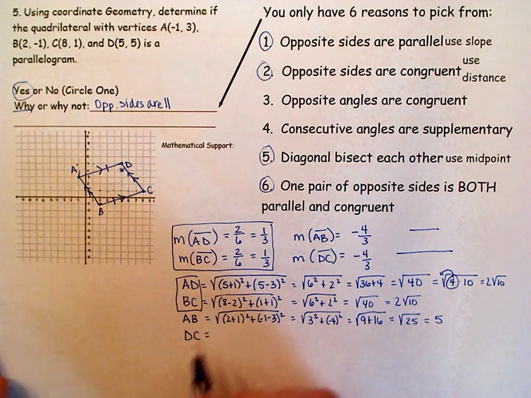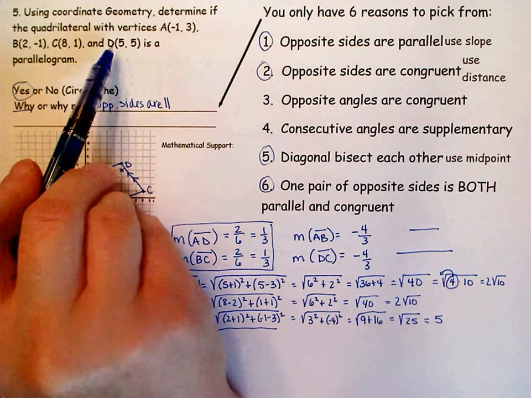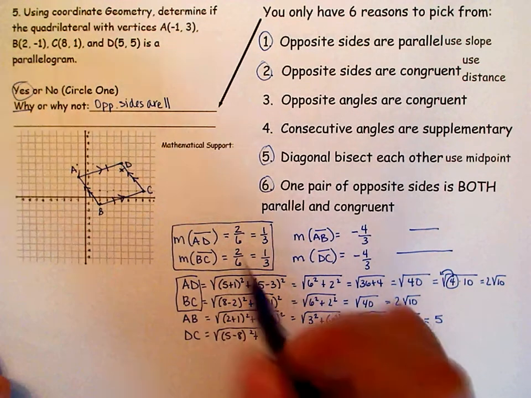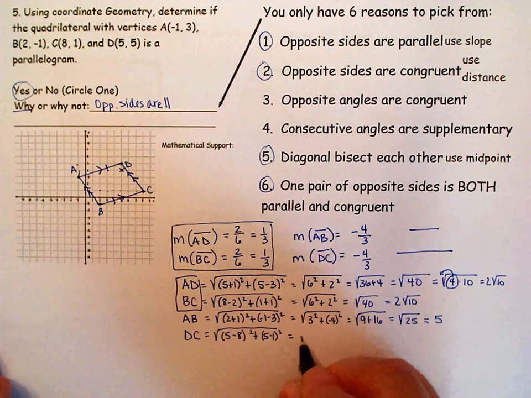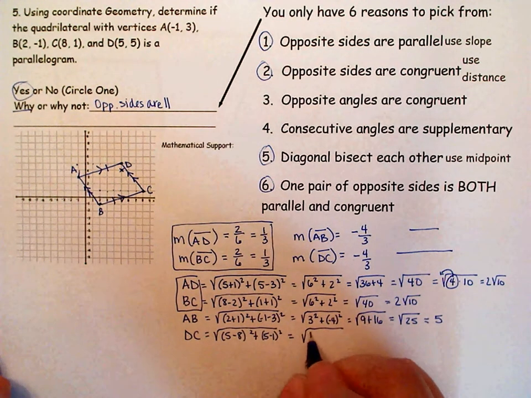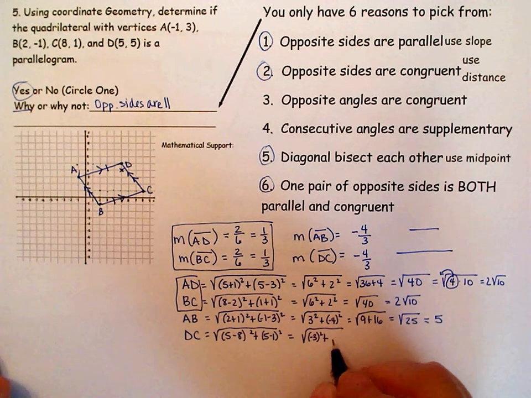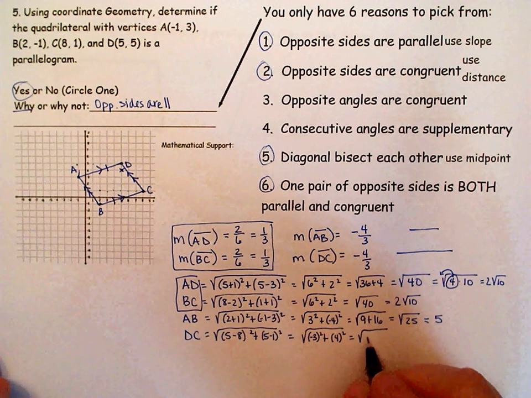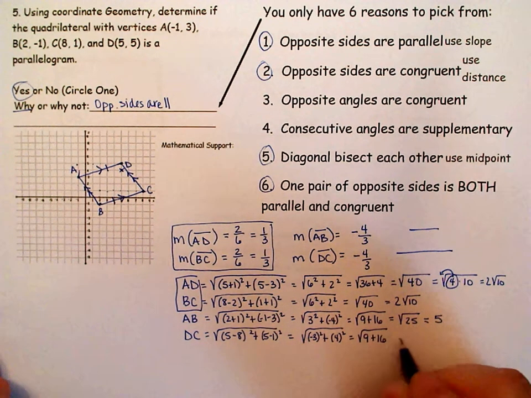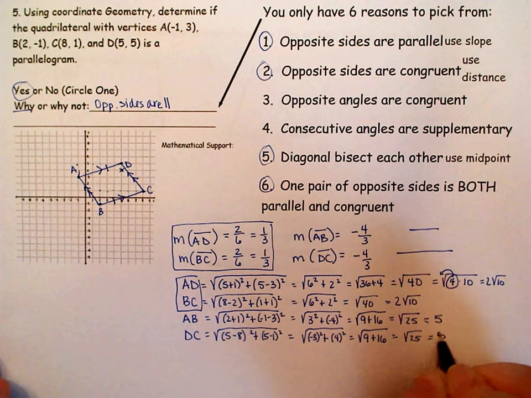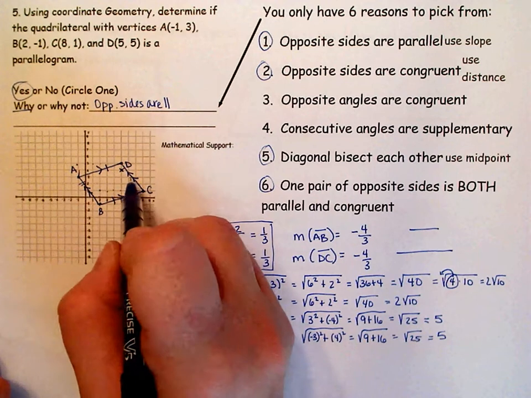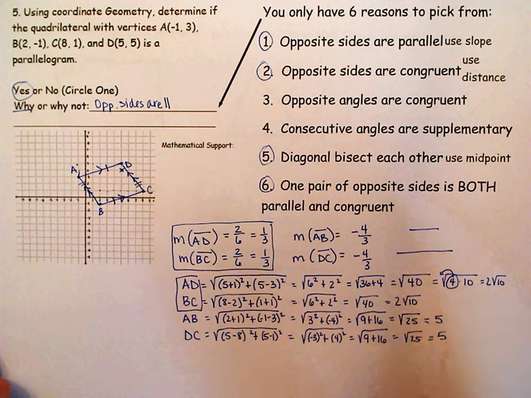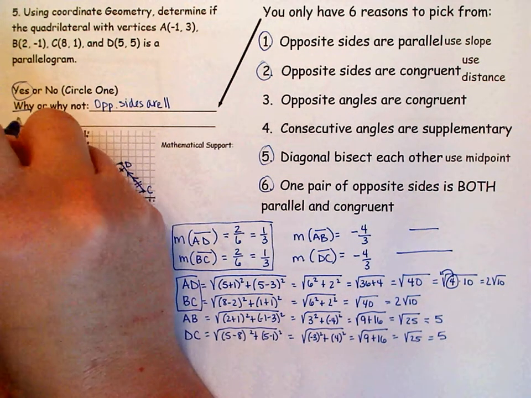So when we find DC, we're going to be doing 5 minus 8 squared plus 5 minus 1 squared, and do the math inside the parentheses. 5 minus 8 is negative 3 squared, plus 5 minus 1 is 4 squared. Again, a negative squared is positive. Negative 3 times negative 3 is positive 9. 4 squared is 16. Those add to get 25, which is also 5. So we also proved that these 2 sides are congruent. So now, since both pairs of opposite sides have the same length, we could also use the reason that opposite sides are congruent.